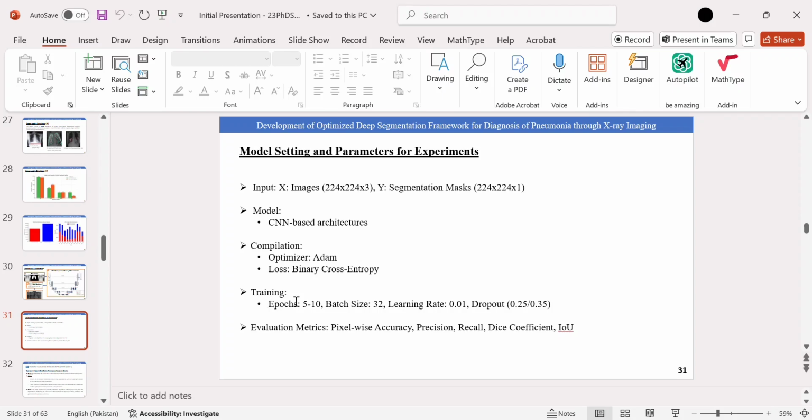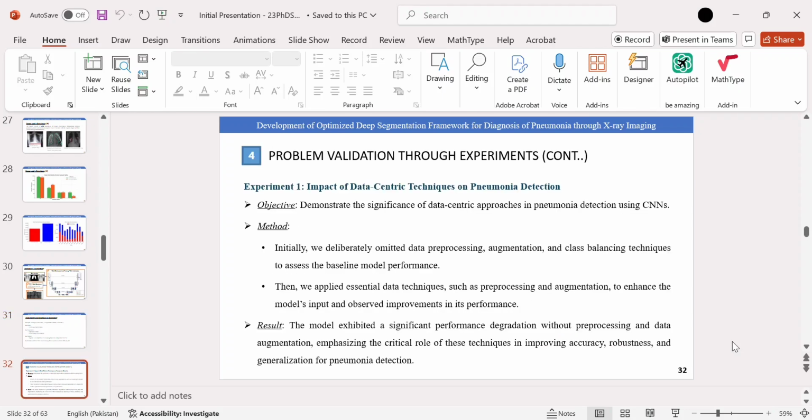For training, we trained this model on the dataset for 25 epochs, but put in the condition of early stopping. That's why the model stopped at around 5 to 10 epochs. The batch size is 32, the learning rate is 0.01, and dropout is 0.25 to 0.35. The evaluation metrics are pixel-wise accuracy, precision, recall, dice coefficient, and intersection over union.